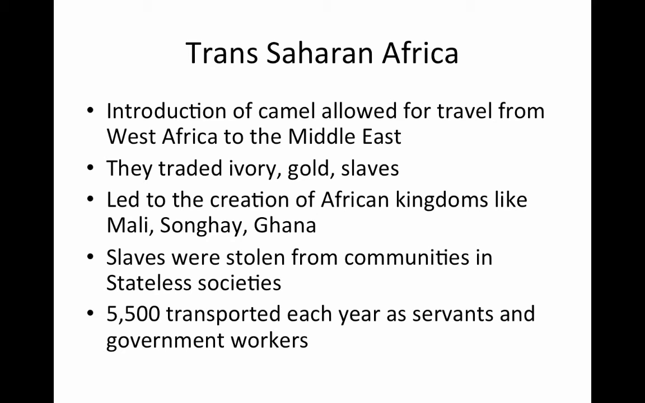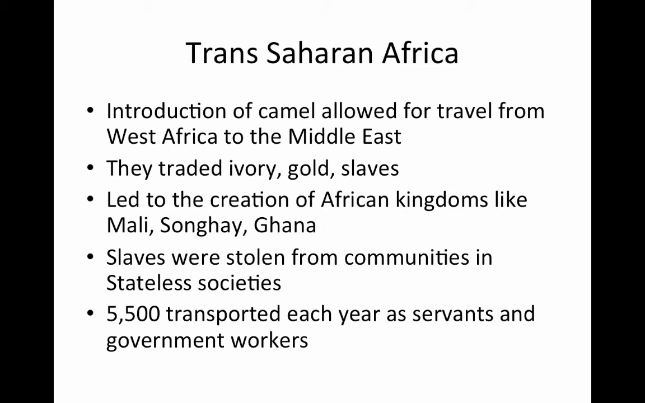In Western Africa, they would eventually trade ivory, gold, and slaves out to the Middle East. And it led to the creation of massive African kingdoms like Mali, Songhai, and Ghana. Slaves were stolen from communities within Central Africa that were called stateless societies. The stateless societies in Central Africa were tribal regions in which there were no kings. What there were were secret societies, secret groups of elders who would run these societies.